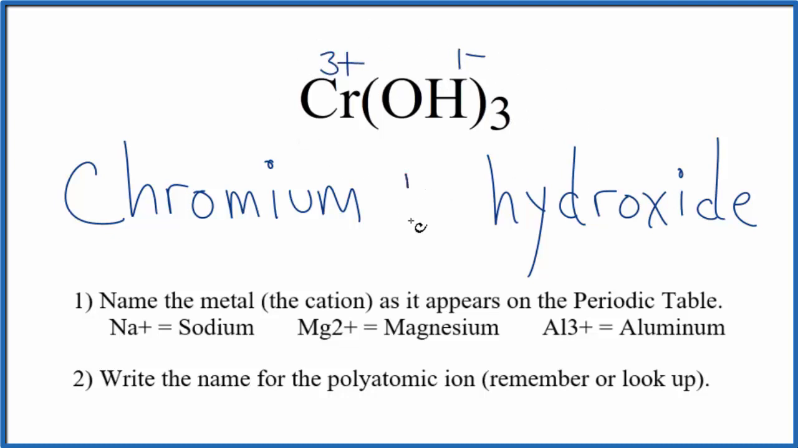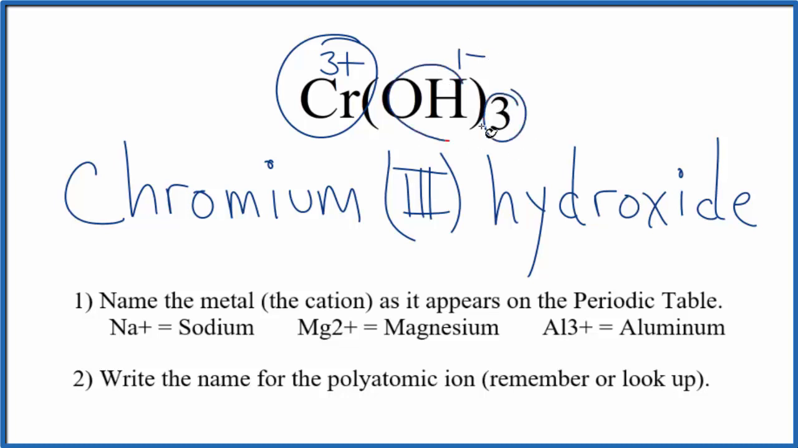So to show that, we're going to put a Roman numeral 3 between, and the name for CrOH3 is chromium 3 hydroxide. If you were given this name, you'd know that the chromium has a 3+ ionic charge because we have the Roman numeral 3. Then you'd need 3 of these hydroxide ions, which are 1-, for the whole thing to have a net charge of 0.